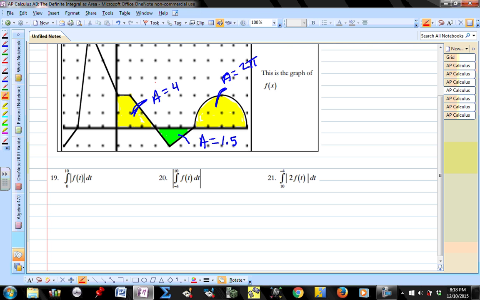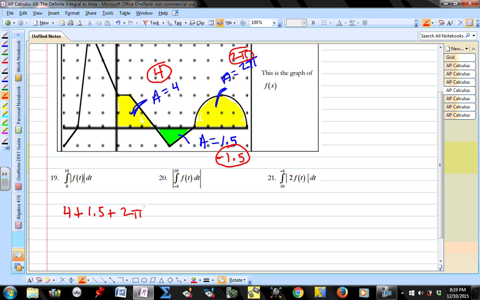Now you remember that the integral of this first yellow region was positive 4. The integral of the green region was negative 1.5. And the integral of this second yellow region was positive 2 pi. So if you want to find the integral of the absolute value of f, all you need to do is look at each piece and take its absolute value. So the absolute value of 4 is 4, plus the absolute value of negative 1.5 is 1.5, and the absolute value of 2 pi is 2 pi.